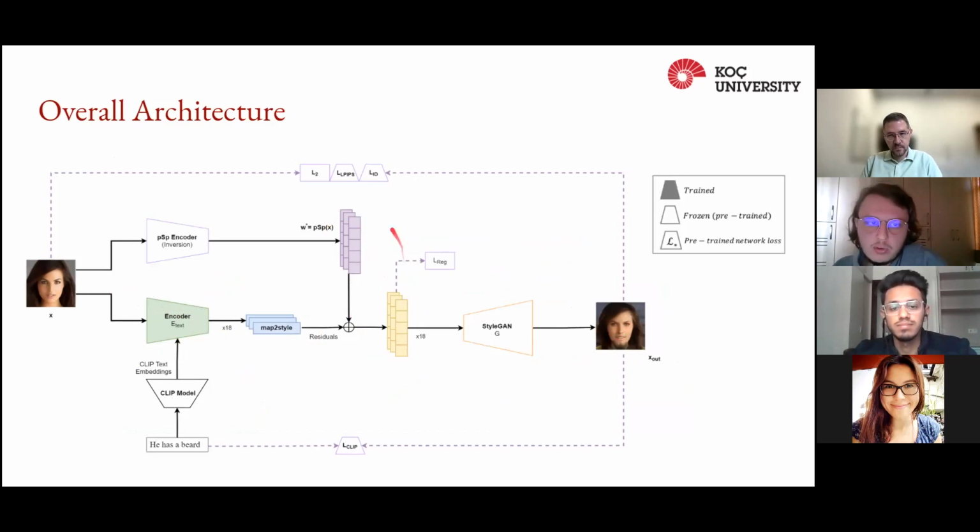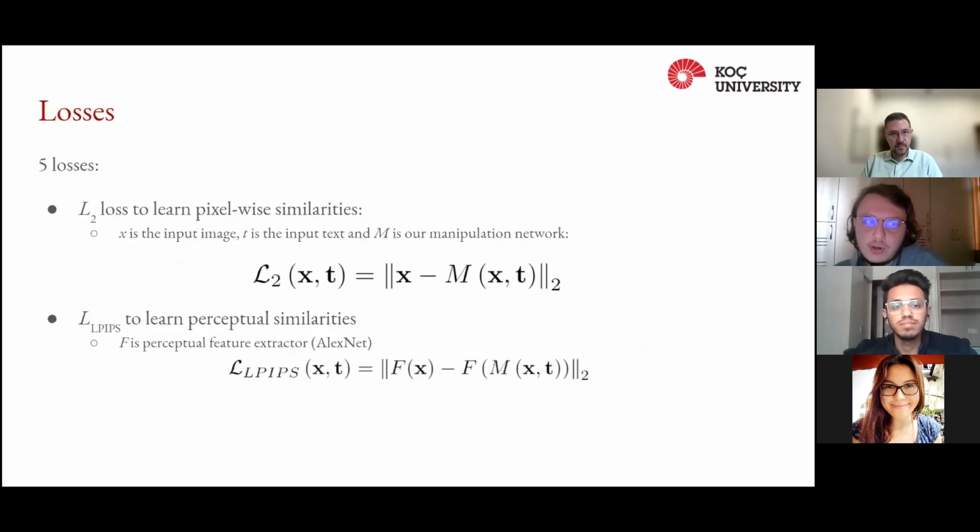To serve this purpose, we have 5 different losses. Let me start talking about the losses now. The first one is the L2 loss, which is a simple reconstruction loss. We use the pixel-wise difference for this. M here is our manipulation network. The second loss is the LPIPS loss. This is a very similar loss. It's for perceptual similarities. F here is a feature extractor, and we use AlexNet for this. Both of these are for reconstruction purposes.